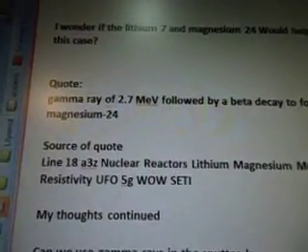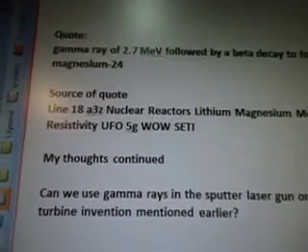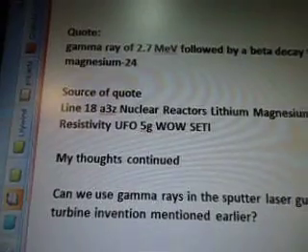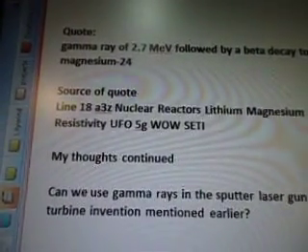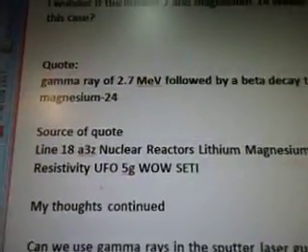Quote, gamma ray of 2.7 MeV followed by a beta decay to form magnesium-24. Source of quote was line 18A3Z. Nuclear reactors, lithium, magnesium, metals, resistivity, UFO, 5G, Wow Seti. Again, that video has a formula. Yeah, formulas are good.